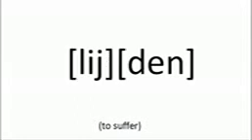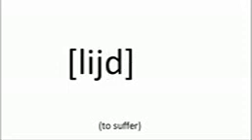Okay, here we see the verb lijden. We divide it into syllables with square brackets. The en suffix gets removed. What remains is the stem lijd.